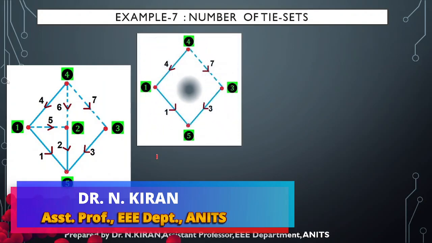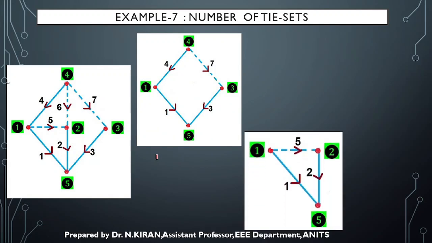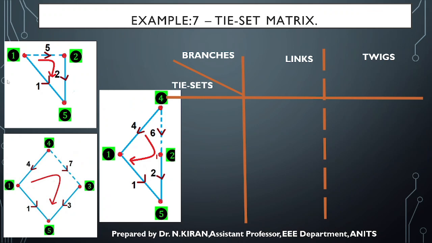So every link I'll consider and see what are the twigs that I can add in order to form a tie set. So here I have considered 7th link, and when adding 4, 1, 3 twigs, I can form one tie set. Here I have considered 5th link, and upon adding 1 and 2 twigs to that link, will form another tie set. And 6th link I have considered, and upon adding 2, 1, 4 twigs, I can form another tie set. So the loop direction has been considered the same direction as the link direction.